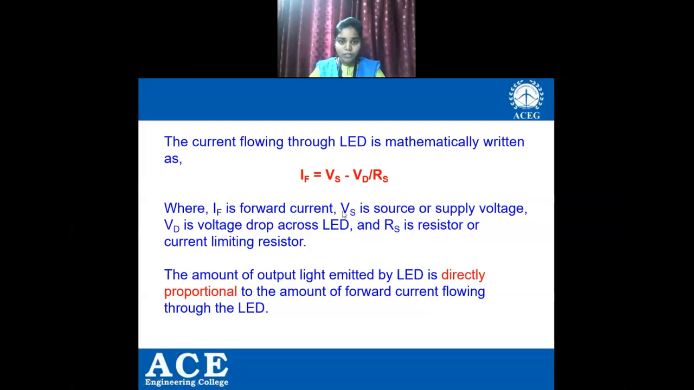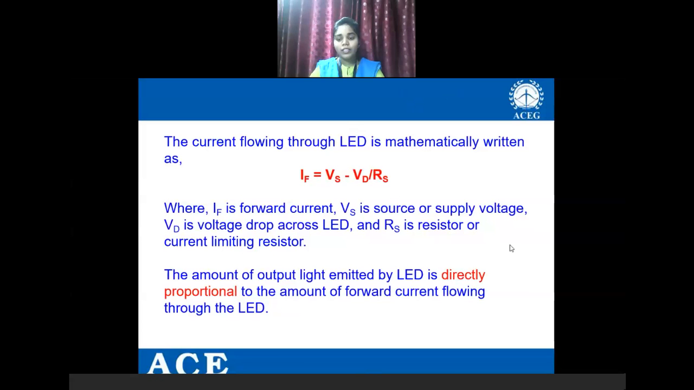Where IF is forward current, Vs is the source or supply voltage, Vd is the voltage drop across our LED, and Rs is the resistor or current limiting resistor. The amount of output light emitted by the LED is directly proportional to the amount of forward current flowing through it.